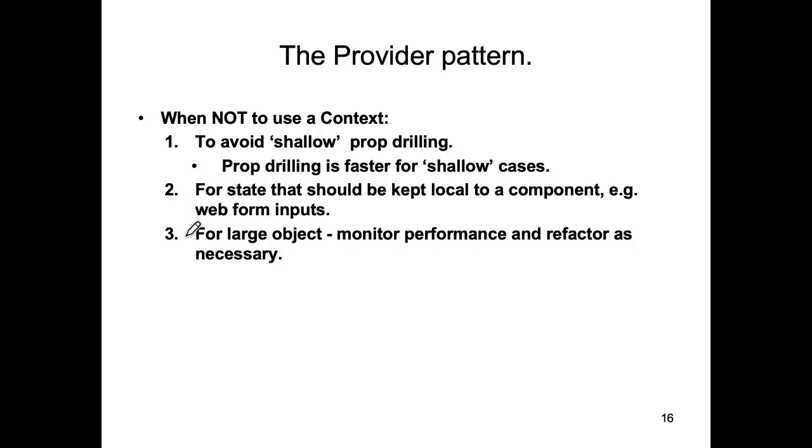The third case is if you're storing very large objects in your context, then you may need to reconsider using the provider pattern because it can have a fairly significant impact on your app's performance. I'm not going to go into explaining why that is, but it's the case anyway that you should reconsider. But in a way, you don't need to worry about 1, 2, or 3. I'm only mentioning these for completeness.